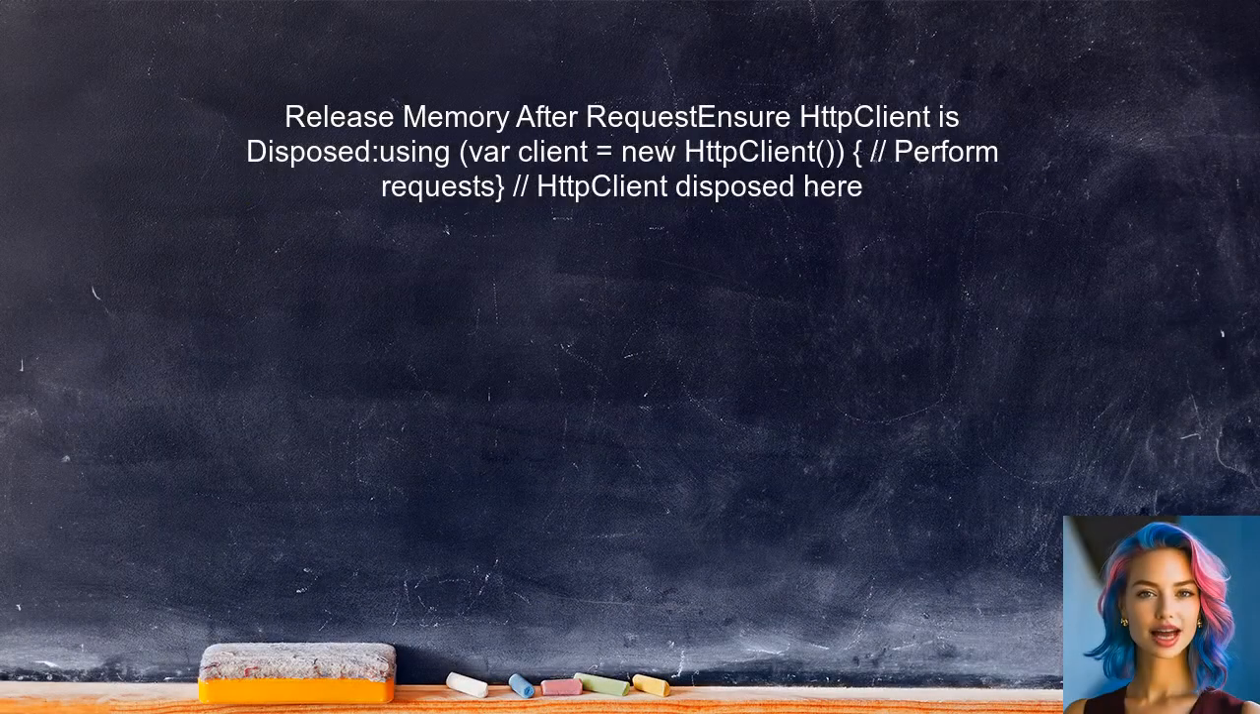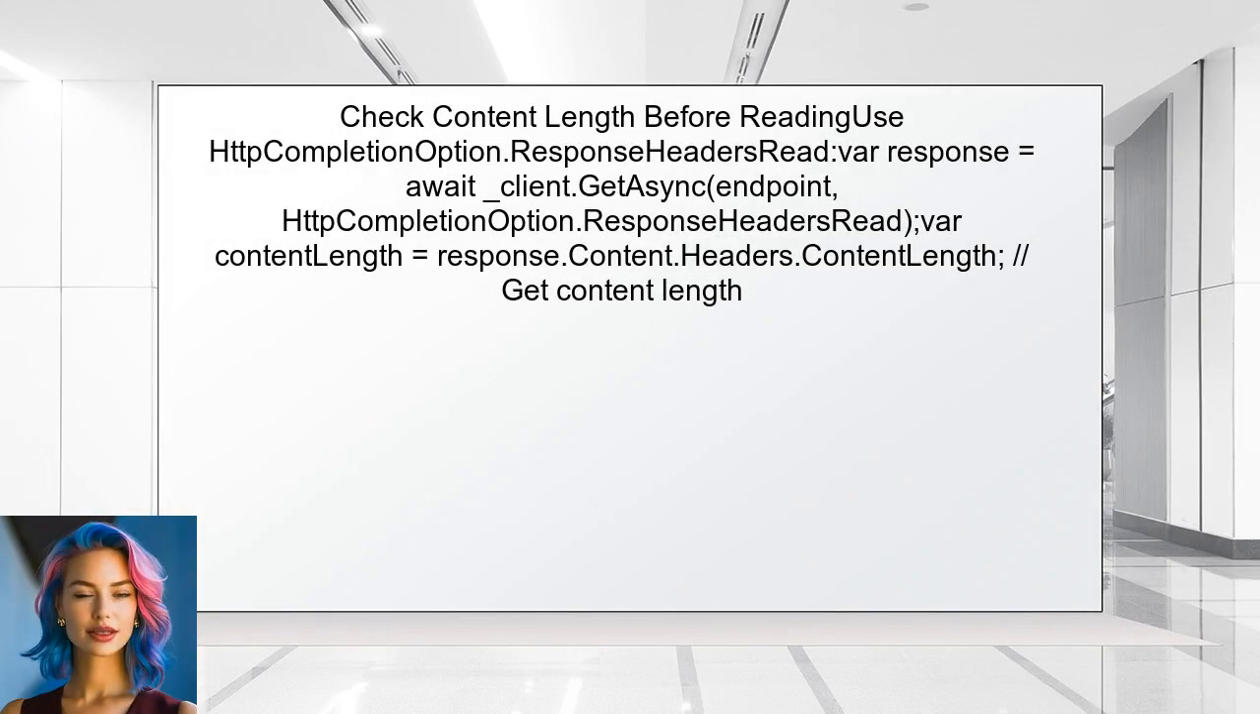Next, to release memory after the request, the user should ensure that the HTTP client is disposed of properly. This can be done by using a using statement or calling dispose explicitly. Now, regarding the content length, the user can check the headers of the response before reading the content. This can be done by using the GetAsync method with the HttpCompletionOption.ResponseHeadersRead option.